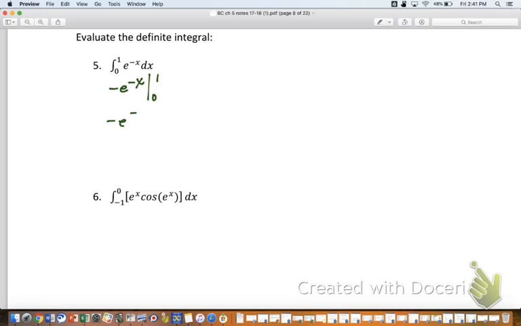And then you plug in the 1, and then you plug in the 0. So I'm getting negative e to the negative 1 plus 1. Don't fall to the temptation to think that's a 0. It's a 1, right? It's easy to think that. Okay, so without a calculator, that's about as far as we can go, right? And then number 6.